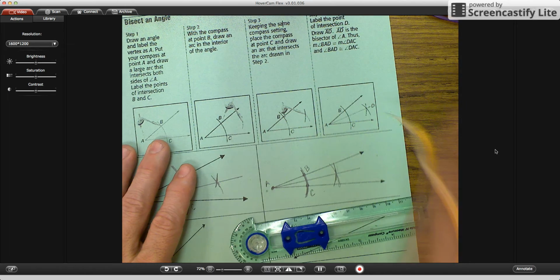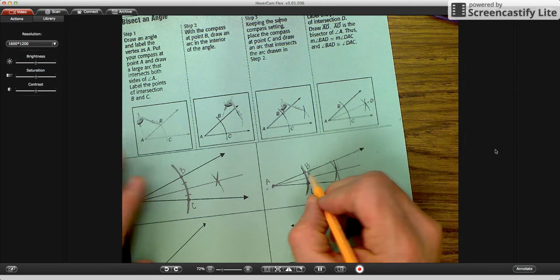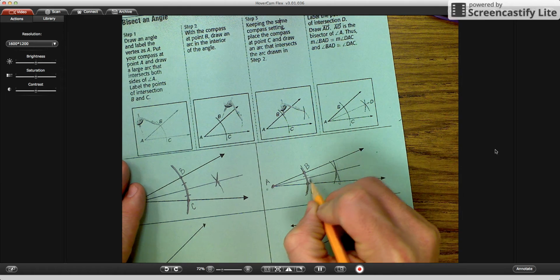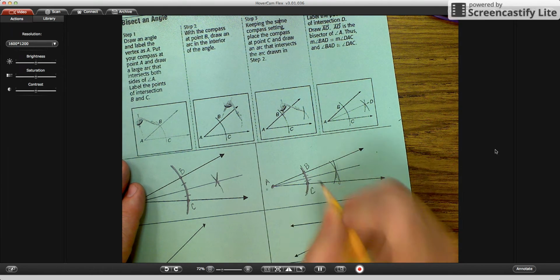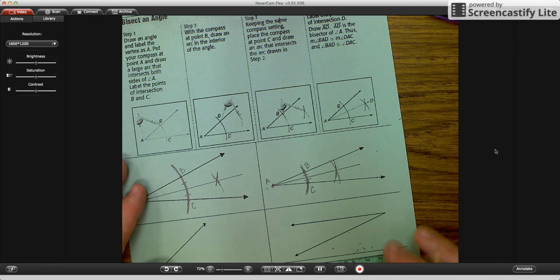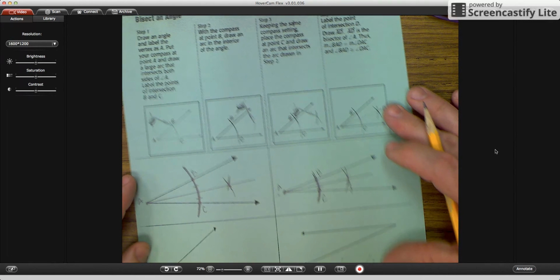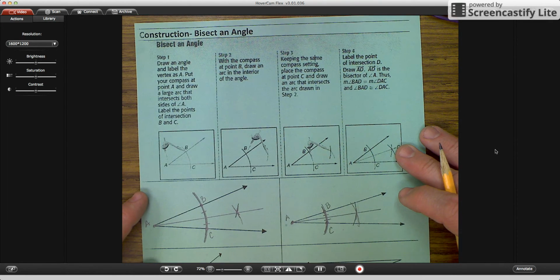And then notice that this part of the angle and this part of the angle are congruent. Okay? That's how you bisect an angle.